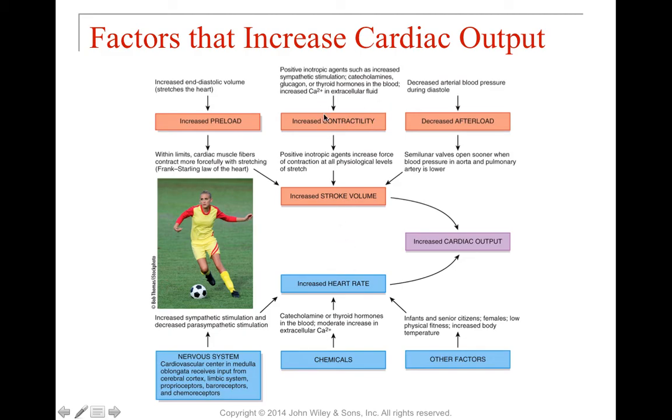You might see that over here as well. So we can have that increase the contractility and also increase the heart rate by increasing the calcium availability, for example. Other factors that we spoke about include your age. So infants and senior citizens are going to have a lower ability to have a cardiac output. Also females, as opposed to males. People with lower physical fitness, so in poor physical condition, or in increased body temperature, or also in low oxygen conditions. So all of these can affect your heart rate, which affects your cardiac output, and so does your stroke volume.